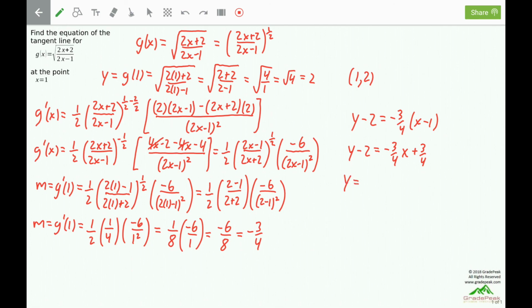And now we're going to add the 2 over. So a negative 3/4 x plus a 3/4 plus the 2. We're going to want to add these constants together here. So we need a common denominator. We're going to multiply this 2 by a 4 over 4. So y equals the negative 3/4 x plus 3/4 plus 2 times 4 is an 8 over 4. And now we can add those together to get our final answer. y equals negative 3/4 x plus 3 plus 8, 11 over 4. There's the equation of the tangent line for that function at that point.